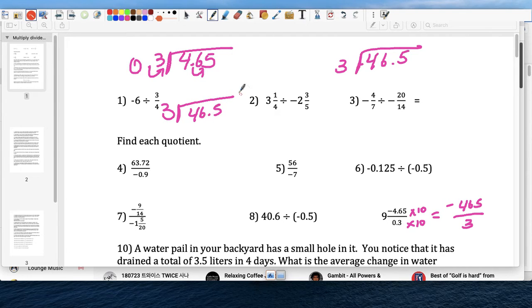Well, let's use this one. Sorry, it's a negative. My quotient is going to be negative. 3 goes into 4 once, 4 minus 3 is 1. 16 comes down. 3 goes into 16 5 times, which is 15. 1 left over, bring that 5 down, and 3 goes into 15 5 times. Don't forget to carry your decimal to the top. Final answer, negative 15.5.